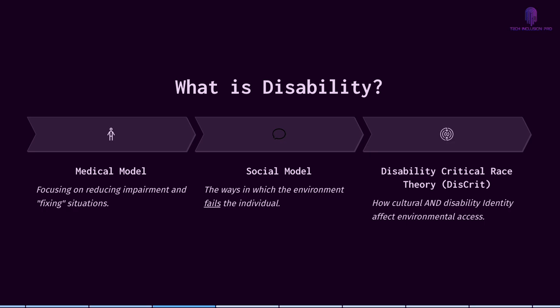The medical model of disability is focusing more on reducing the impairment and quote-unquote fixing situations for someone. So if an individual has a particular disability or an impairment that is medically based and can be directly treated, a medical model would be, well, we are going to treat this particular thing. Now, this isn't necessarily inherently bad. If you have chronic pain, having something to treat that chronic pain is probably a good thing for most folks.